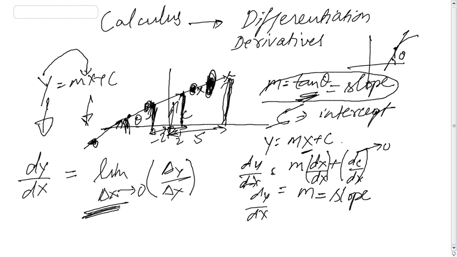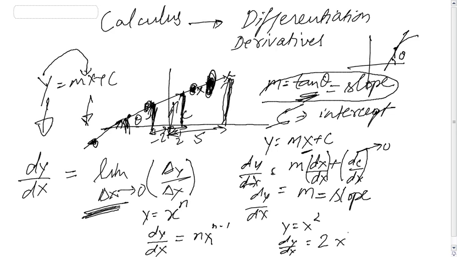Now if you have some function like y is equal to x to the power n, then dy by dx will always be n x to the power n minus 1. So if you have y is equal to x square, then dy by dx should be 2x to the power 2 minus 1, which is 2x.